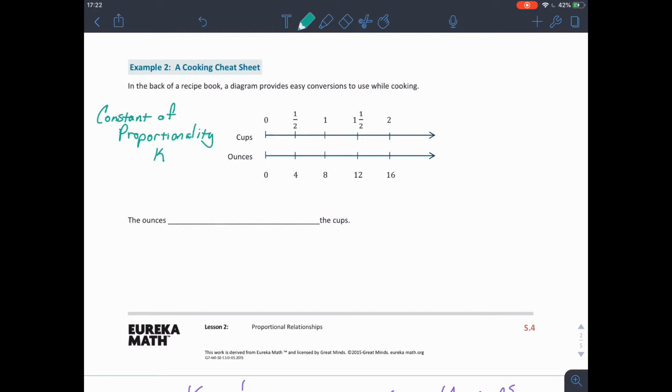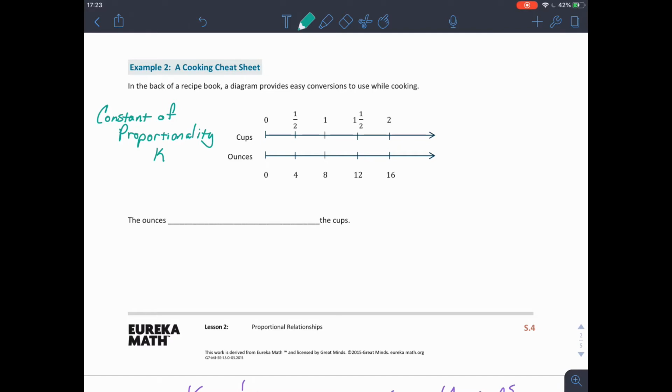Let's see if we can identify whether these ratios here have a proportional relationship. In the back of a recipe book, a diagram provides easy conversions to use while cooking. So looking at this diagram here, I see that they have cups over ounces and that the numbers are paired together. So those numbers that are paired together are going to make my ratios. We're going to use a constant of proportionality, or looking to see if there is one, to see if these ratios are proportional. So the first thing I would have to do is set these up as ratios.